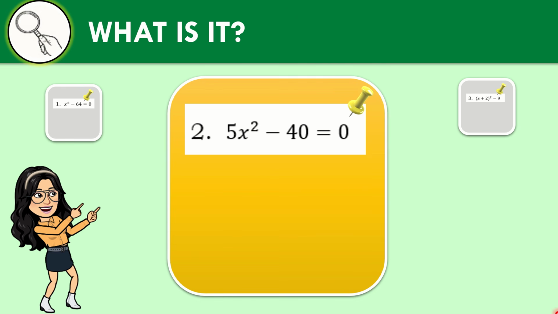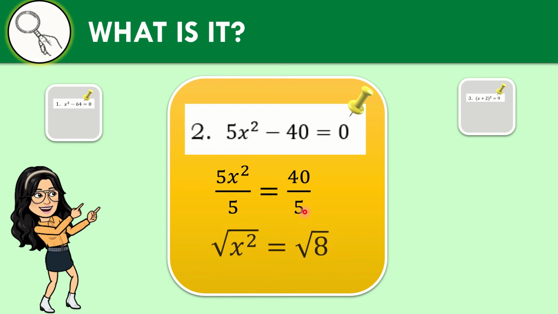And after that, what you need to do next is, since our x squared, the variable with the highest degree of 2, or our quadratic term, has a numerical coefficient of 5, we need to eliminate that 5. So we are going to apply the multiplication property of equality by multiplying 1 over 5 to both sides of our equation. So that's why we have 5x squared over 5 is equal to 40 divided by 5. Do you get the point? Great.